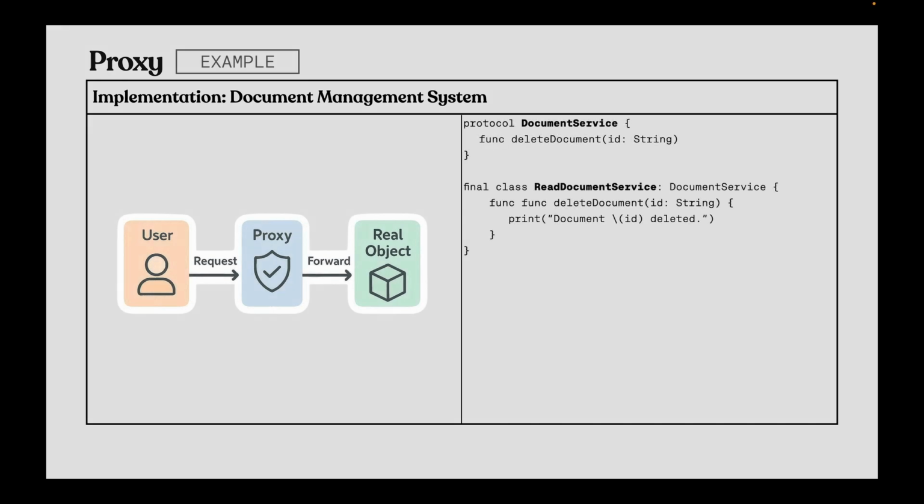First, we define a common interface. This is the abstraction that both the real service and the proxy will implement. This class performs the actual deletion. No access control logic here, just pure business logic.